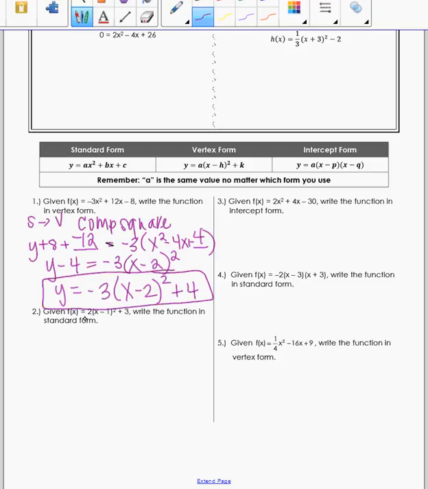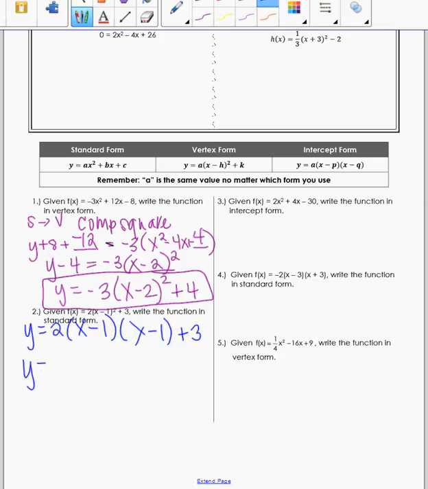For number 2, now we're going the opposite way. Now you're given vertex form, and you want to write the function in standard form. Whenever you're going from vertex to standard or intercept to standard, you're going to be multiplying out. With the vertex form, you just need to say, okay, y equals 2 times x minus 1 times x minus 1 plus 3. So we want to take care of our parentheses first.